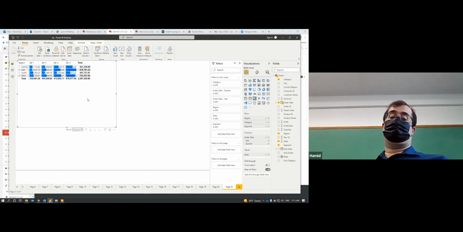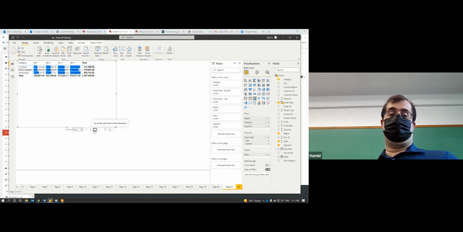What is the best quarter of East region in terms of sales? Why? The largest blue bar. Again, here I can go to rows and drill on rows. So in quarter 4, what's the best category? Yeah, technology is still the largest blue bar.